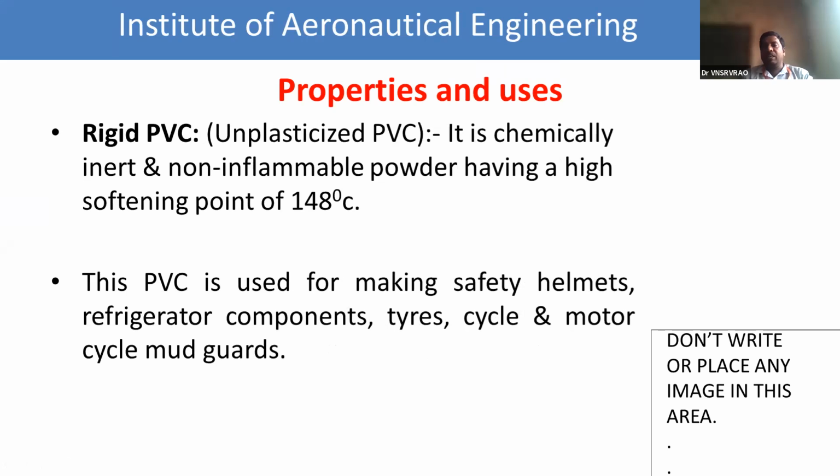First we see unplasticized PVC. It is a chemically inert and non-inflammable powder having a high softening point, nearly 140 degrees centigrade. Such PVC is used for making safety helmets, refrigerator components, tires, and cycle and motorcycle mudguards. Why is unplasticized PVC used for helmets, refrigerator components, and motorcycle mudguards?